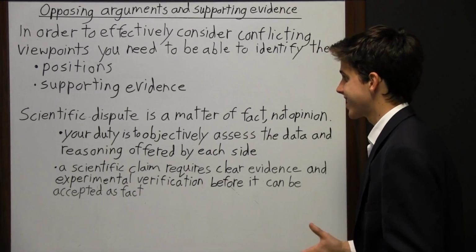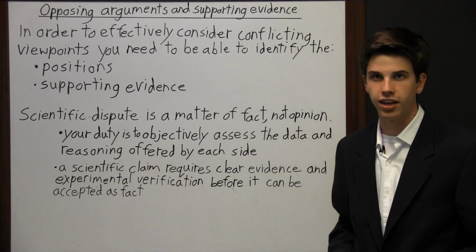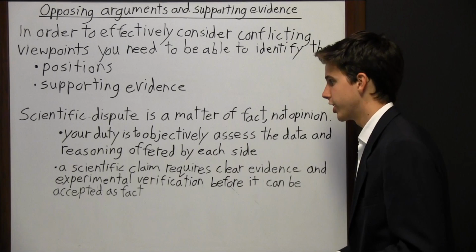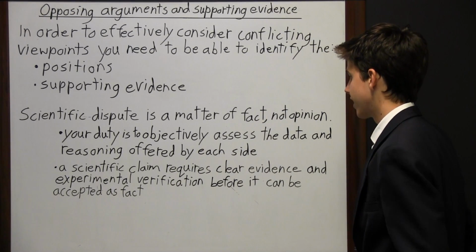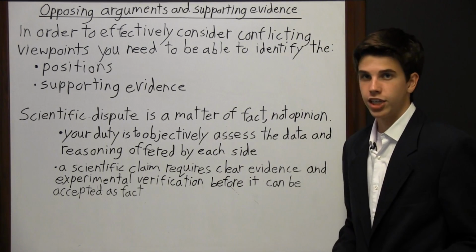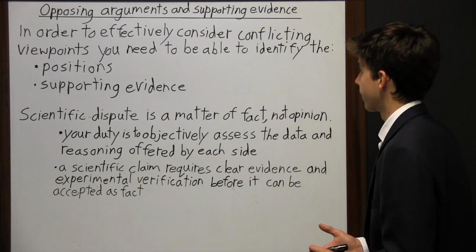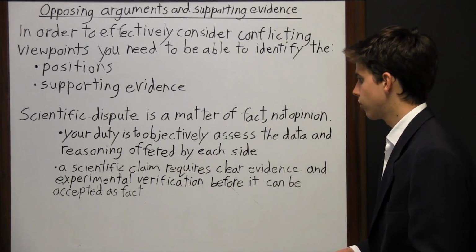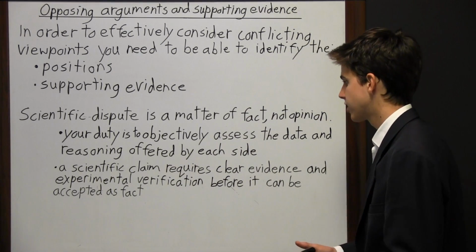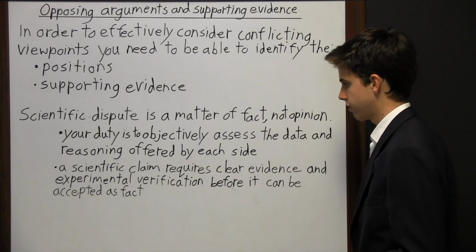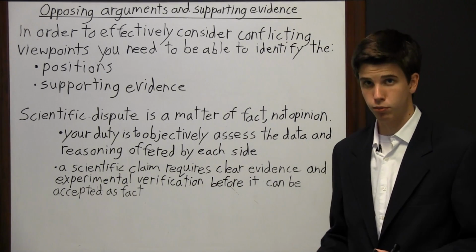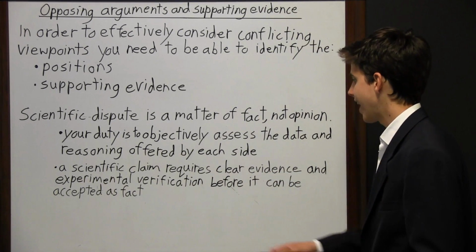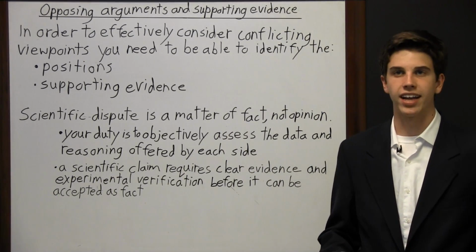Now, a scientific dispute is a matter of fact, not opinion. So although you may feel personally more sympathetic to one side of the argument, your duty as a reader is to objectively assess the data and reasoning offered by each side. Now, each viewpoint here is trying to become a scientific claim because we have two differing viewpoints here, and so you're trying to determine which one is more credible. And so a scientific claim requires clear evidence and experimental verification before it can be accepted as fact. So when you're comparing these two viewpoints here to see which one comes out on top, you're looking for the one that has clear evidence in support of it and has experimental verification to back it up.